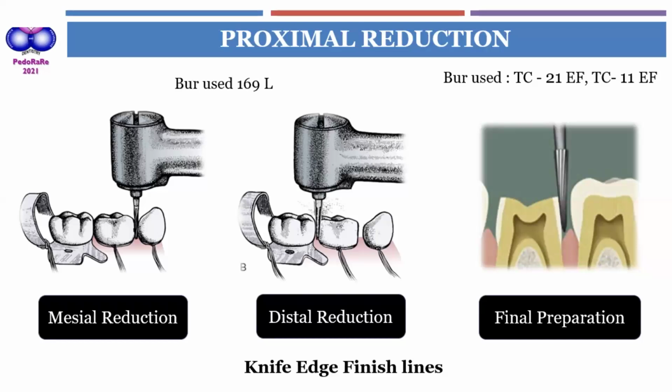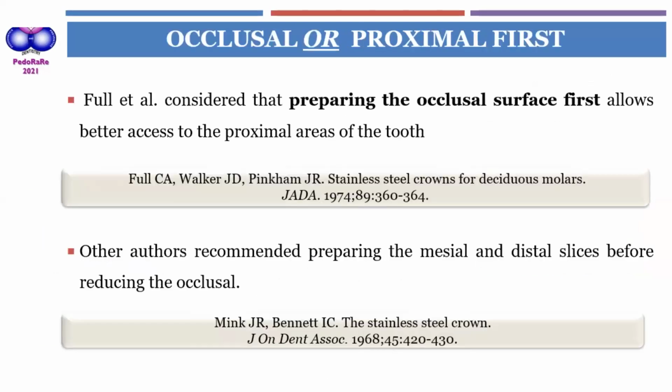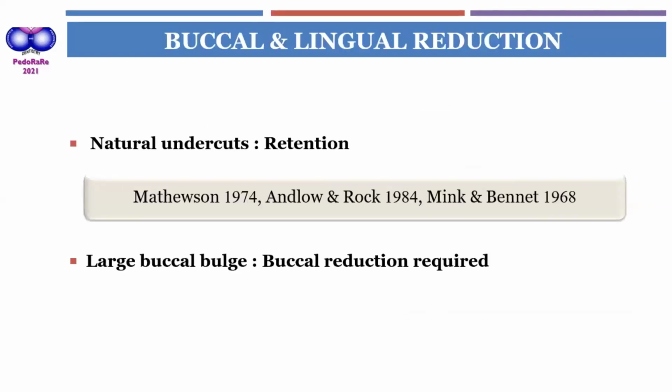When finishing the surfaces, occlusal or proximal first was always a debating point, but I always felt that occlusal is easier, because if you have to cut the proximal, your visibility should be more. If you have not placed any kind of separators, it becomes a headache. So reduce 1.5 millimeter of the occlusal first and then it becomes easier. Full et al. consider preparing the occlusal surface first, which follows with better access to the proximal areas. Clinically, it's always the occlusal first and later on the proximal side.